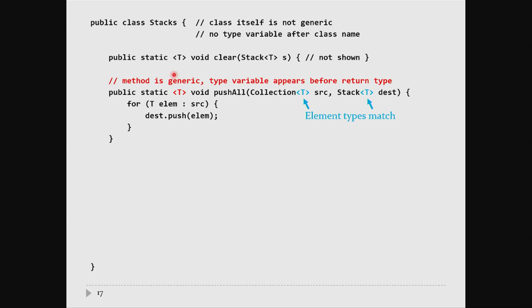Now this is a generic method, so the generic type variable appears in the front. Again, this is easy to implement. You just iterate over the source collection. For each element in the source, push it onto the destination stack. That loop does not remove the elements from source. It just iterates over the elements. Each element ends up being pushed onto the stack. So nice and easy. Any questions so far?